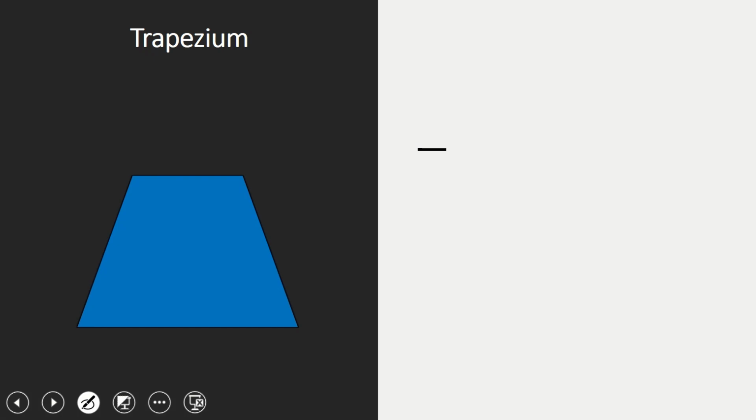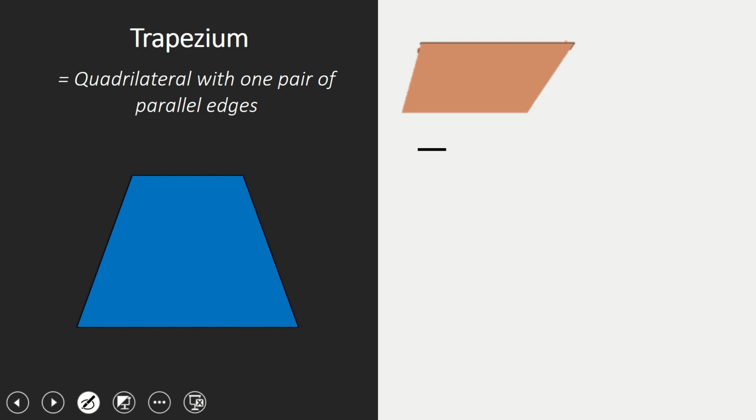The trapezium. The trapezium is a quadrilateral with one pair of parallel edges. So if we're going to have a look at this trapezium, then this edge and that edge are parallel. They're going into the same direction. This is an example of a trapezium as well, because this and this edge is going in the same direction. They are parallel.